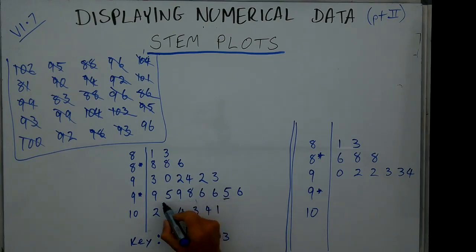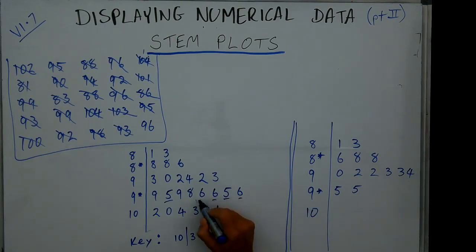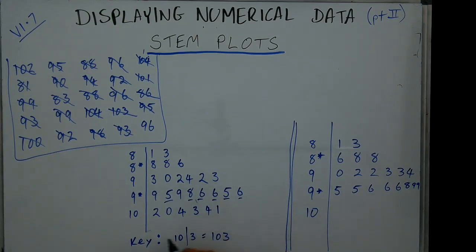What have we got here? 2 5s, 3 6s, and 8, 2 9s. So I'm having to squeeze that in there. Here we've got a 0, 1, 2, 3, 2, 3, and then 2 4s. There we go. So, and of course that key belongs to this one over here.